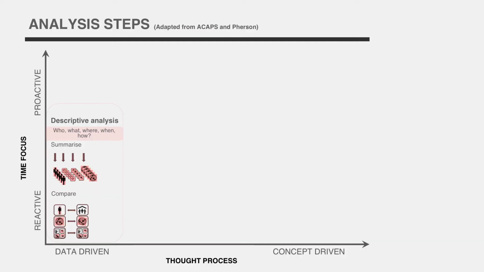Analysis steps. Thus, we have to go further in our analysis. The second step is referred to as explanatory analysis. Here we identify relationships, correlations, causes, and effects.